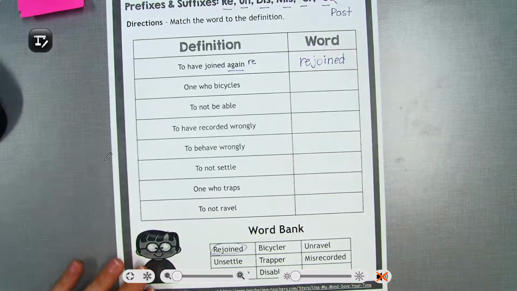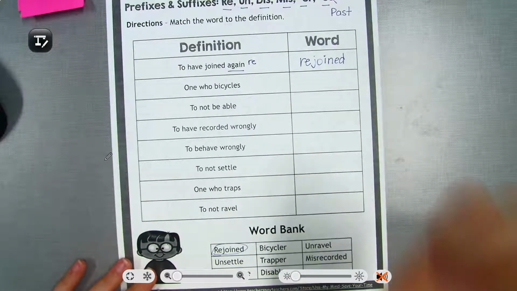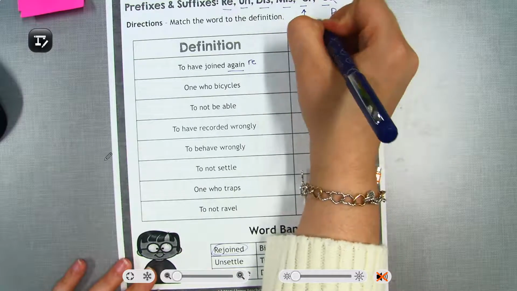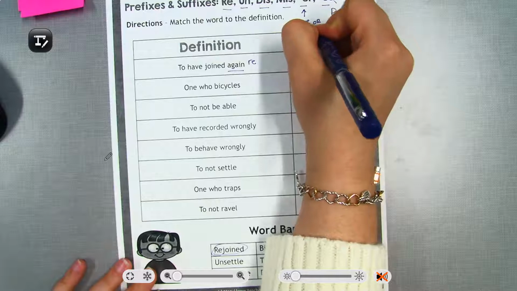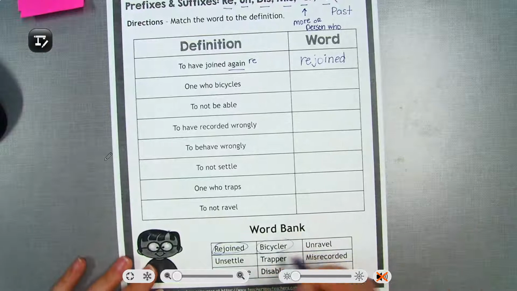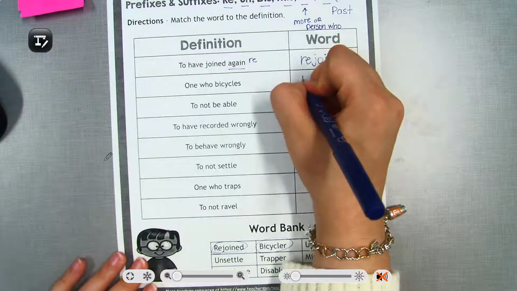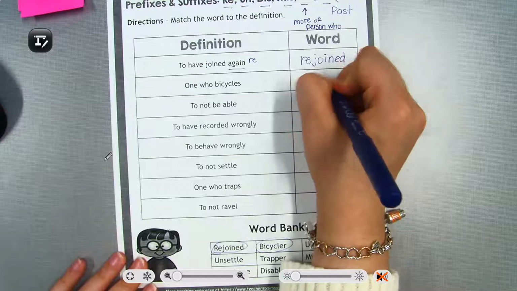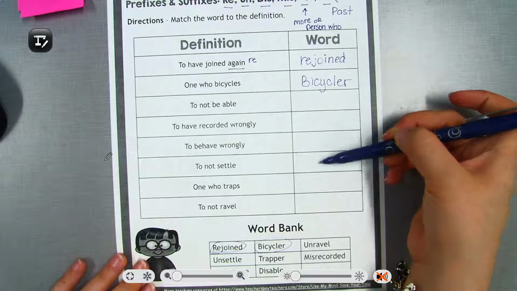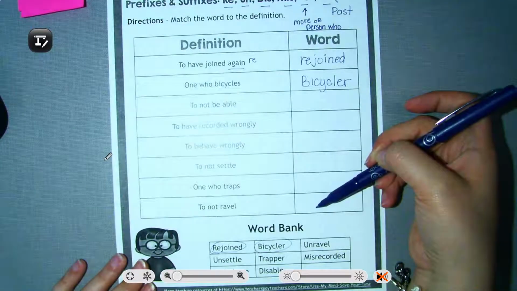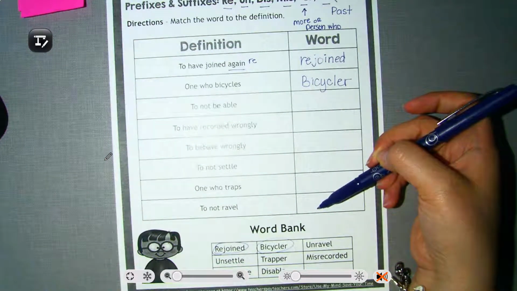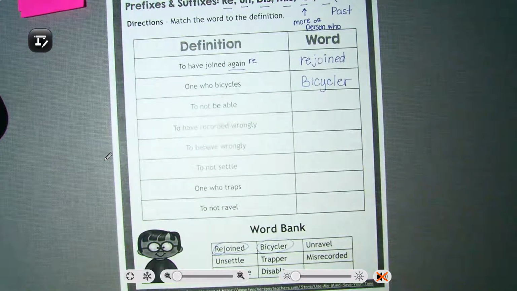One who bicycles. Okay, so remember we talked about er can mean more, or it can mean person who. Okay, so that means bicycler. Okay. So you have 1, 2, 3, 4, 5, 6 to do. Okay. 6 to do.